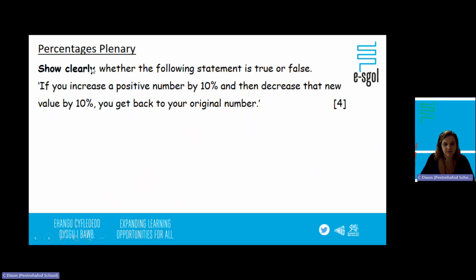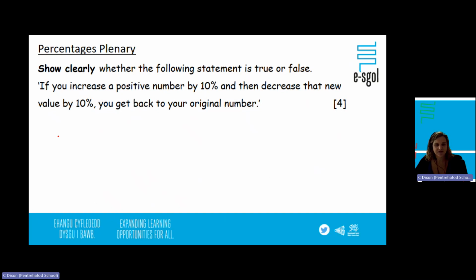Now, the words show clearly were in bold in the exam as well. Okay, so it's not good enough to just say yes or no or true or false. You have to show your method. Now, there's no number given here, so you can choose a value to start, okay? So pause the video, have a little go at that, and then I'll come back in and go over this with you.